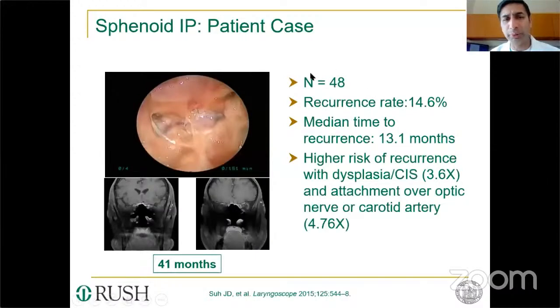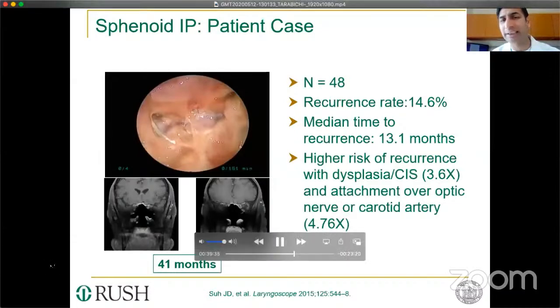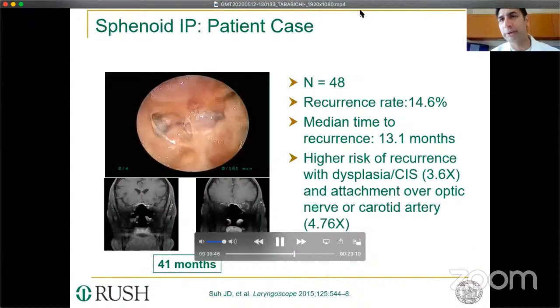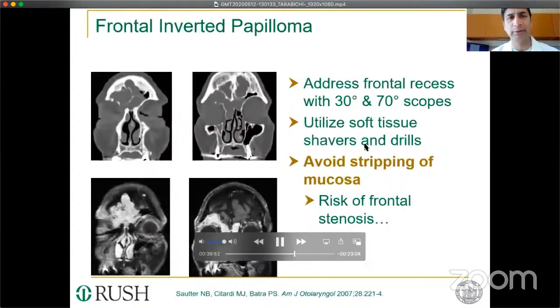So a large pooled series looking at 48 cases of sphenoid inverted papilloma showed a recurrence rate almost 15%, with median time to recurrence a little more than a year. And in this study, what they found is higher risk of recurrence if there's dysplasia or carcinoma in situ, or if there's attachment directly over the optic nerve or the internal carotid artery. And intuitively, it makes sense, right? Because those are areas that are much more difficult to tackle when there is tumor attaching directly onto the carotid or the optic nerve. Let's shift to frontal.